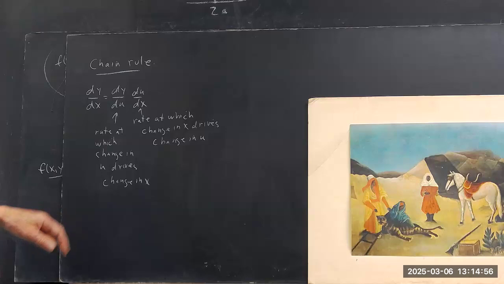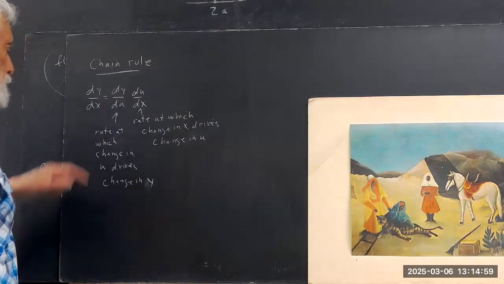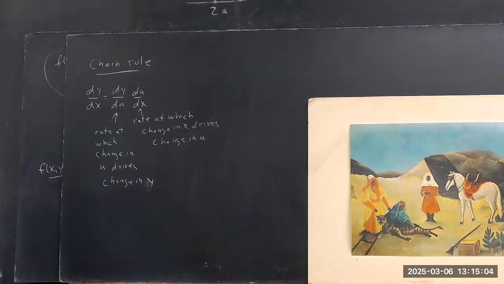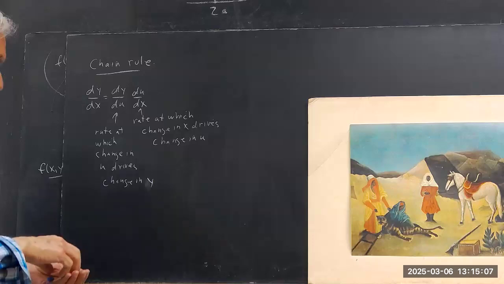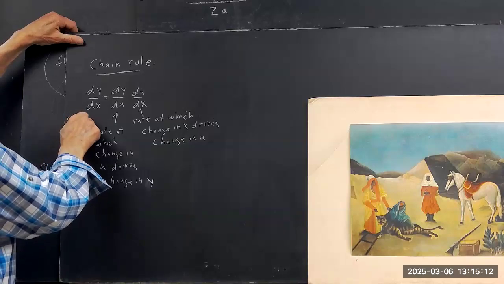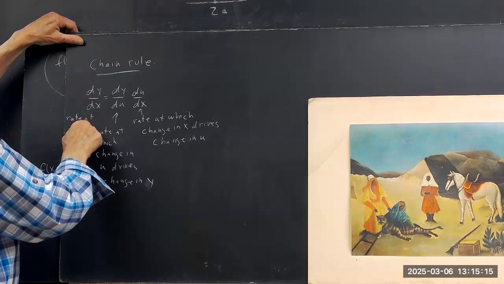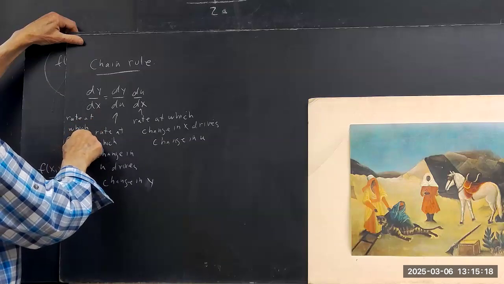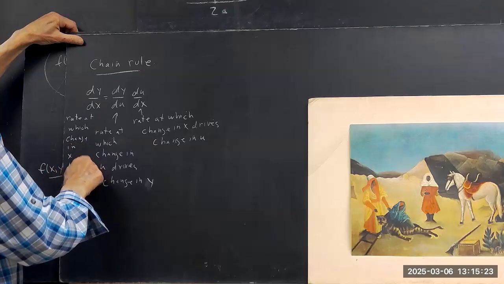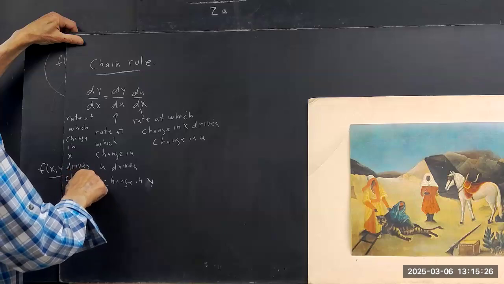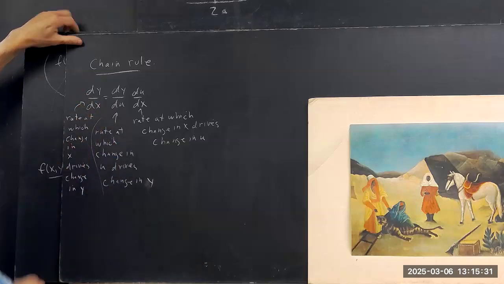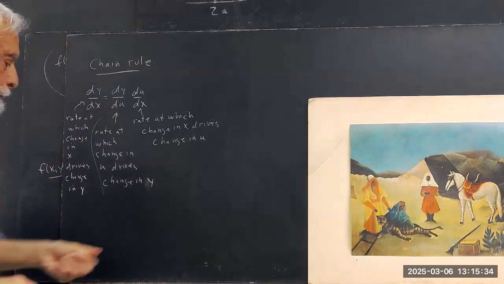I'm going to say this is the rate at which a change in U drives a change in Y. This is the rate at which a change in X drives the change in Y.